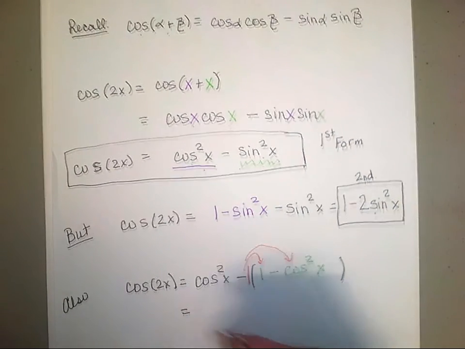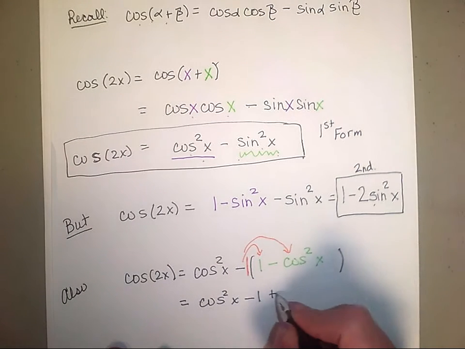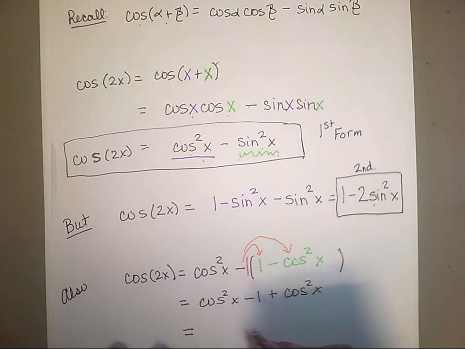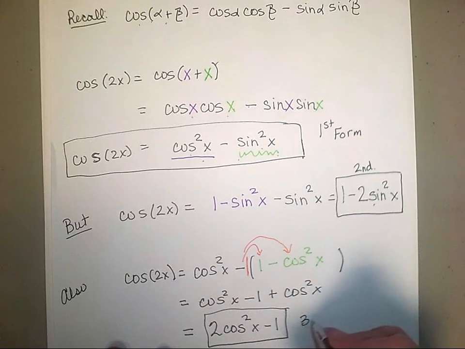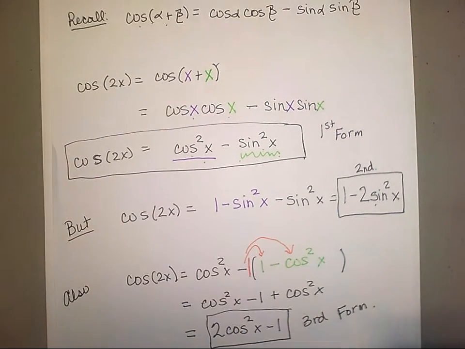So simplifying this, we have cosine squared minus 1 plus cosine squared, which will simplify to 2 cosine squared of x minus 1. And this is our third form. Okay. So for a cosine of a double angle, we have 3 different forms. It gives us a lot of flexibility in how we approach this. Alright, let's do the same thing now for sine and see if we can't come up with something.